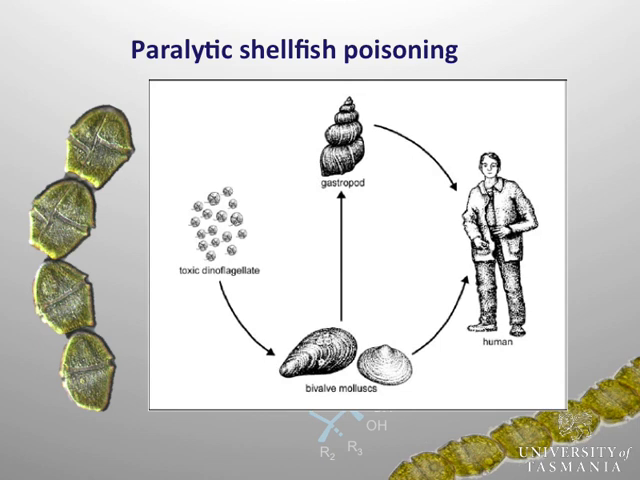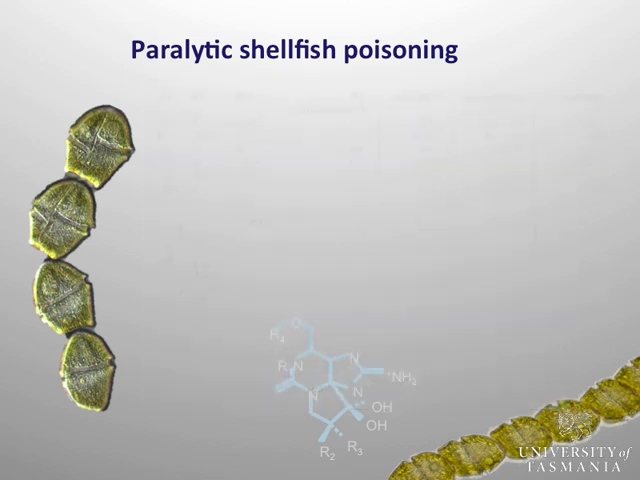Just to tell you a little bit about paralytic shellfish poisoning, and this is true of a lot of shellfish toxins. The toxins are produced by particular phytoplankton species in the water column. They are then fed upon by bivalves or other filter-feeding organisms. And then human consumers can eat the intoxicated bivalves, and then they suffer paralytic shellfish poisoning.